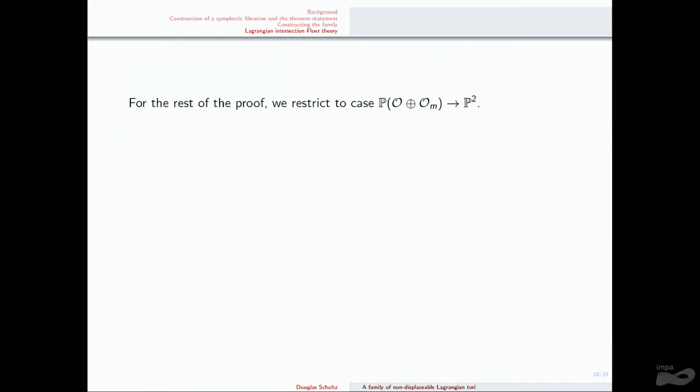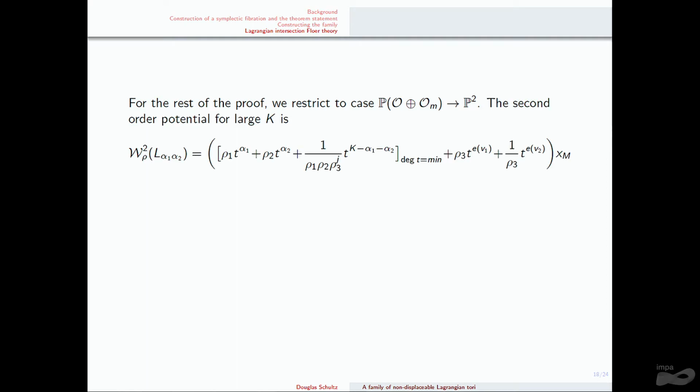So let's restrict to the case of, say, a P1 bundle over P2. Okay, and according to our theorem, the second order potential is this here. This is the fiber term, the potential for the Clifford torus sitting in P1. And it's going to be a multiple of the maximum. Here, let's use pink, this here is X_M, because it's monotone.